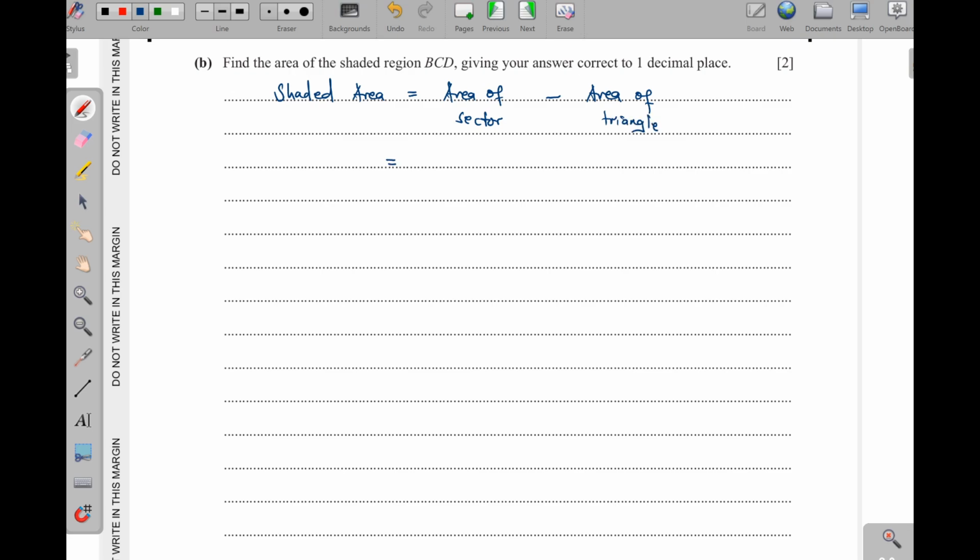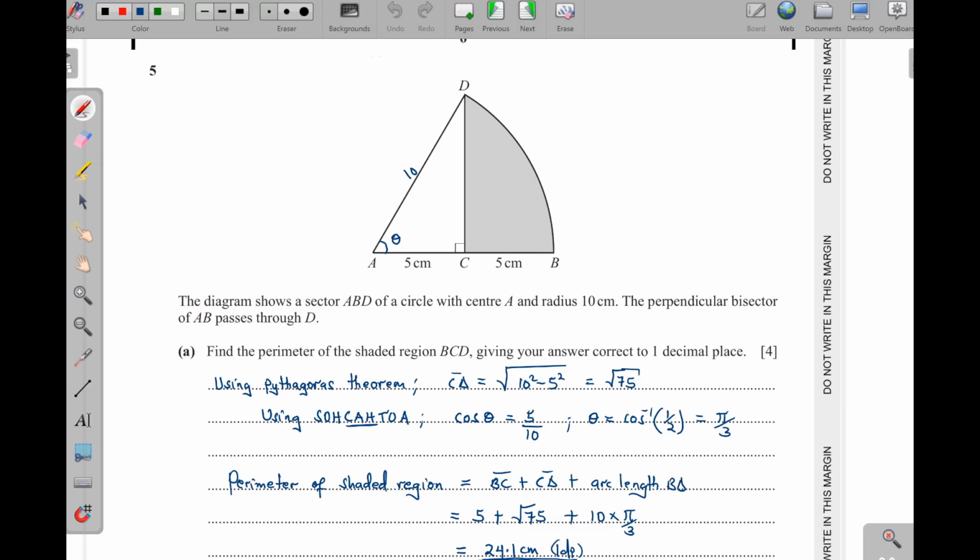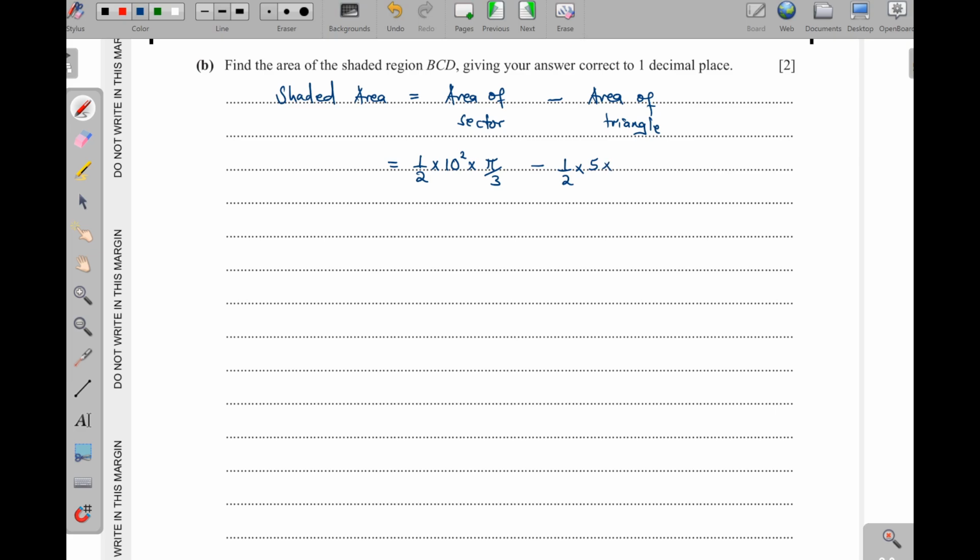Now, area of a sector is a half r squared theta. So r is 10, and then theta we have seen it is pi over what? 3. Then minus area of a triangle, it's a half base height. So a half, and then the base is this one, the height is this one. So this root of 75, so times 5, then times root of 75.